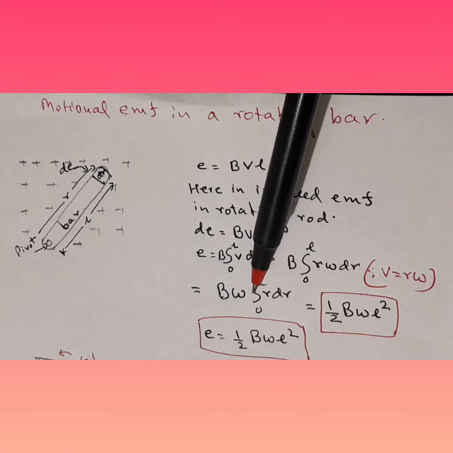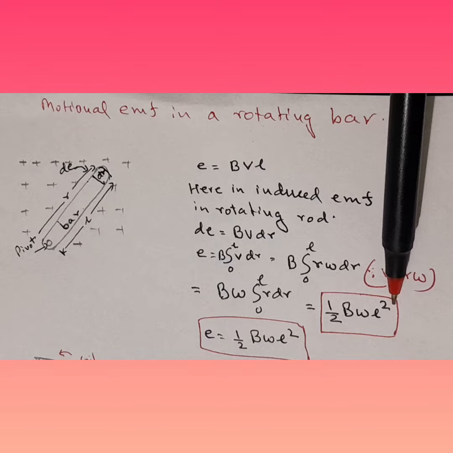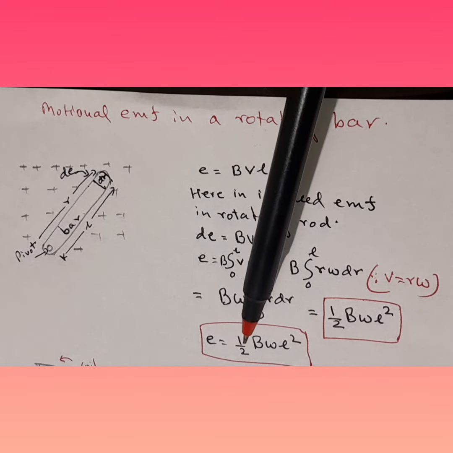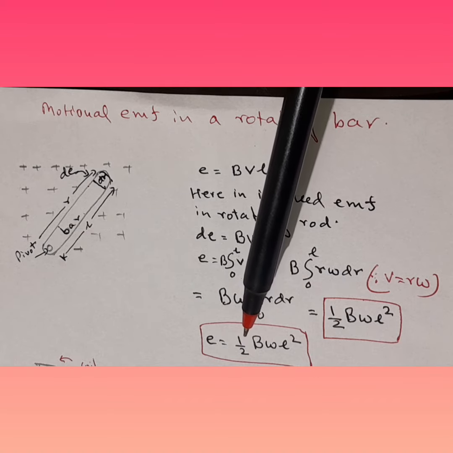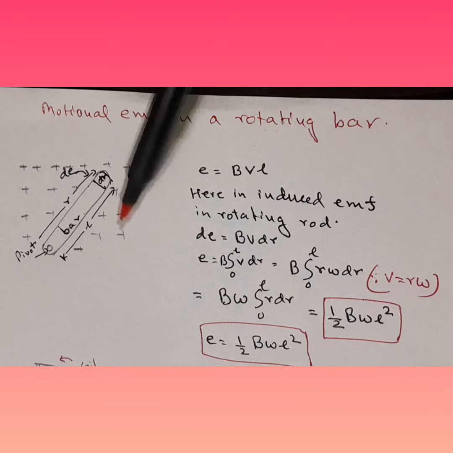And we have already seen how we integrate. So the solution for this is half B omega L square. This is the motional EMF in a rotating bar. So this is yet another formula which you have got to keep in mind whenever asked for EMF in a rotating bar in magnetic field B.